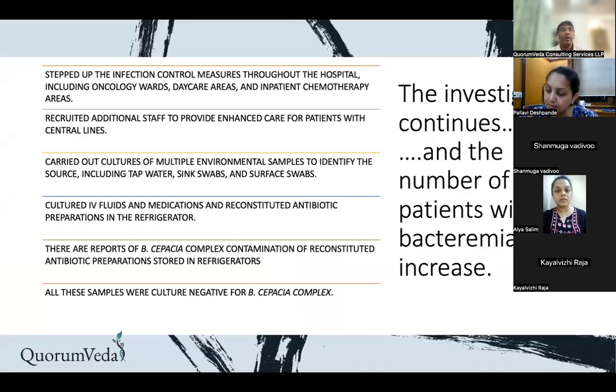Now, okay, now this is a hypothesis. We kept up the infection control measures throughout the hospital, oncology, daycare, everywhere, recruited additional staff, enough number of staff, and carried out cultures, drugs, swabs, sink, whatever you want done. Cultured IV fluid, medication, reconstituted antibiotics, non-reconstituted, refrigerated, everything. There are reports of B cepacia complex bacteremia from contamination of reconstituted antibiotic preparations stored in refrigerators. All the samples were cultured, everything negative.